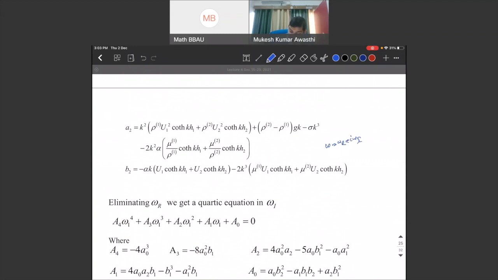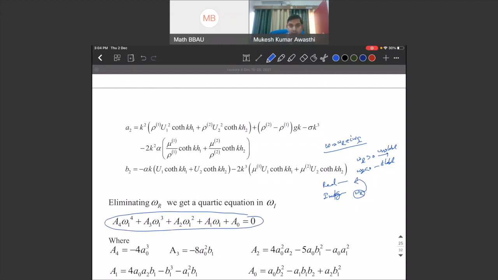plus i omega i. But we know that if omega i is positive, then the system will be unstable, and if omega i is negative, then the system will be stable. So we will separate our equation in terms of real part and imaginary part. Then in the imaginary part, we calculate the value of omega r and put this value in the real part, and we'll get an equation in terms of omega i.